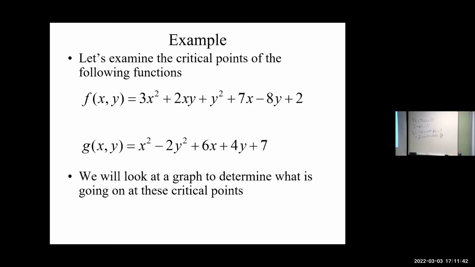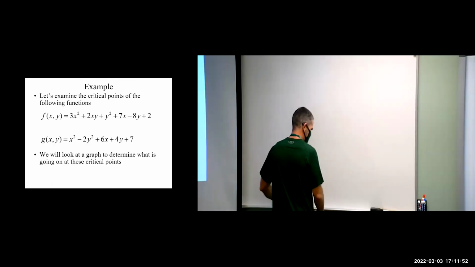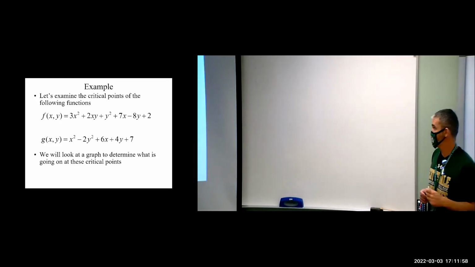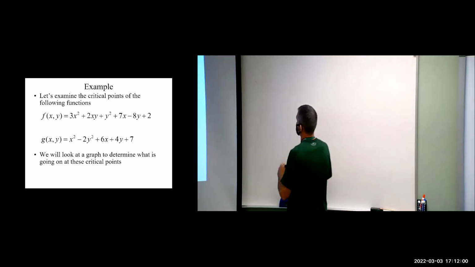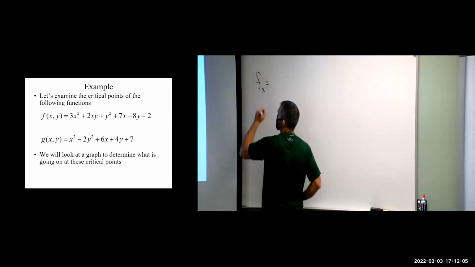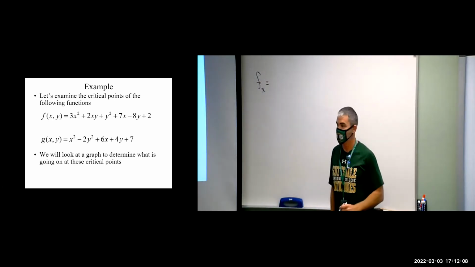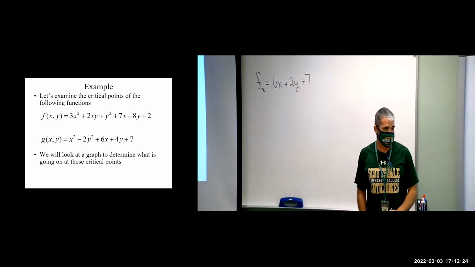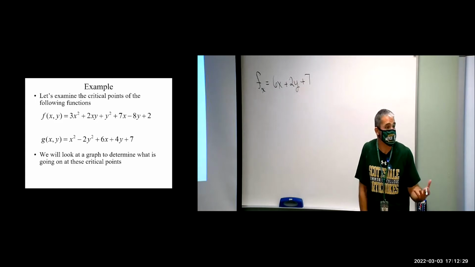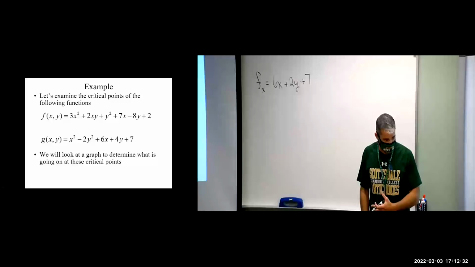So we're going to do a couple examples now that I have a marker that works. So here's what we're going to do. Let's find our partials. Let's just find all 4 of them, right? Okay, so f sub x. What is f sub x? Okay, 6x plus 2y plus 7, right? Not too bad. Again, the partials are going to be as messy as the function is messy. So these can get really messy, right?